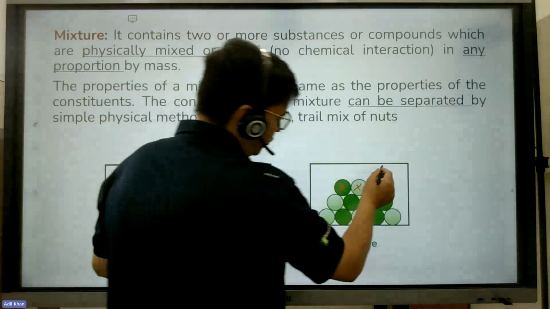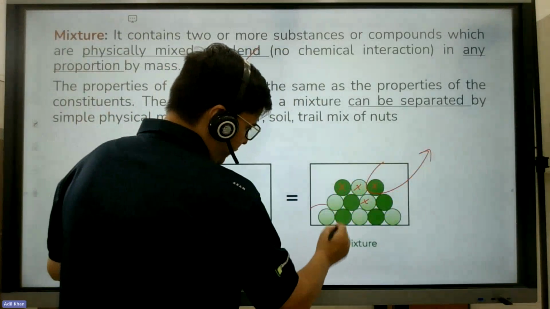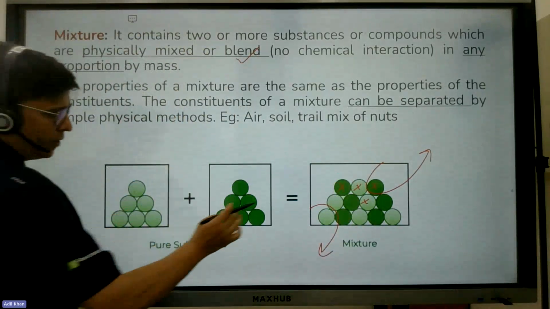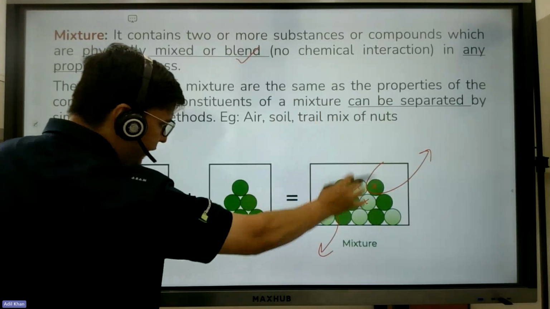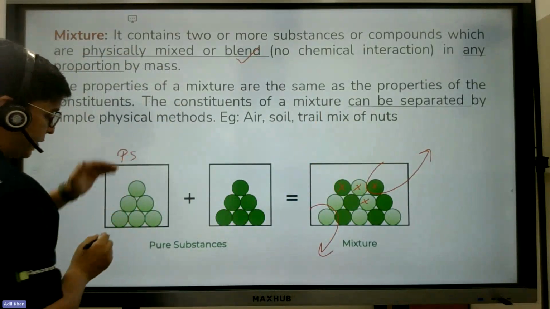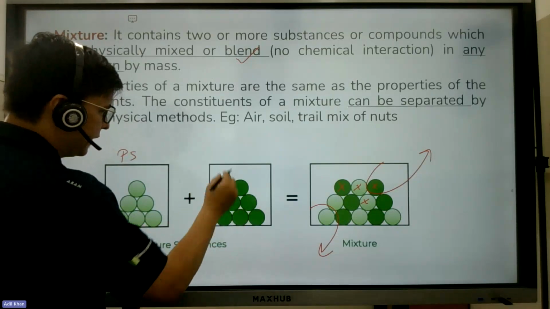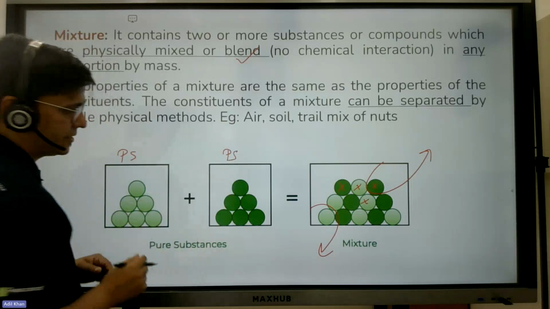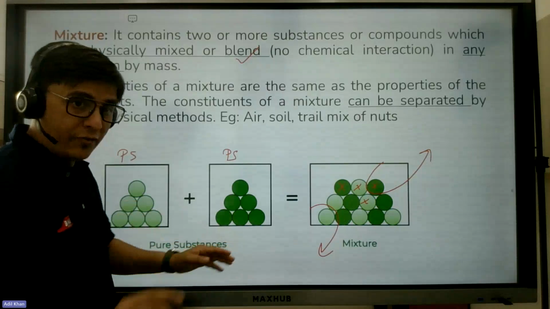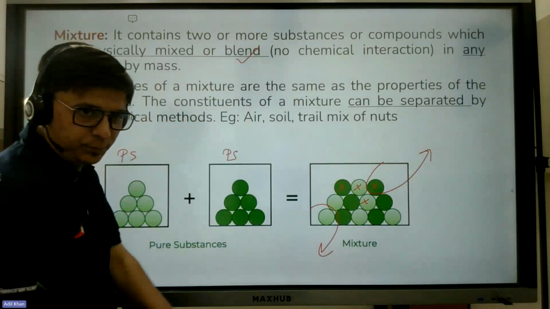If you want to remove the dark green color, you can remove it by any physical method. If you want to remove the light green color, you can remove it. That is a mixture, made up of light green balls and dark green balls. Here my light green ball is an example of a pure substance because it is only made up of light green balls, nothing else. My dark green ball is also an example of a pure substance because only dark green balls are there. So one pure substance mixed with another pure substance gives you a mixture in any ratio.